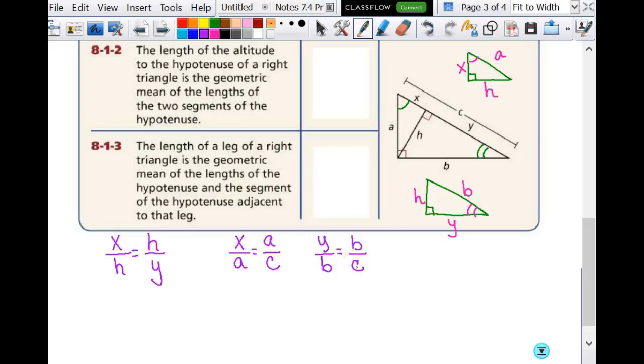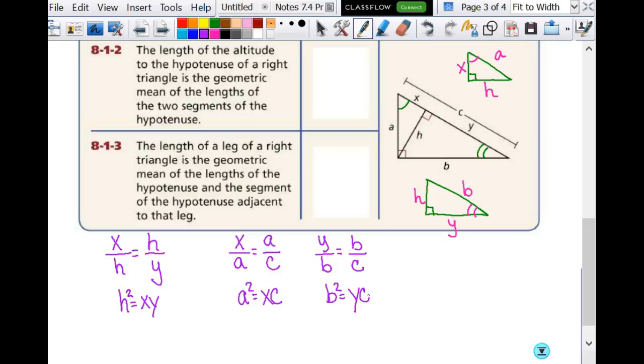So when we cross multiply, ultimately what that gives us here is that h squared equals x times y. And here I get a squared equals x times c. And here I get b squared equals y times c. And the thing is that this is going to happen every single time.